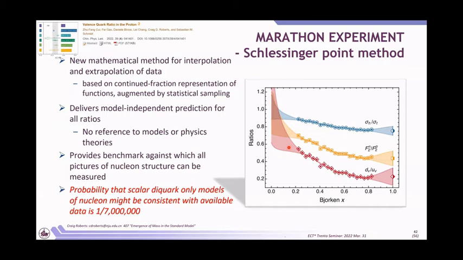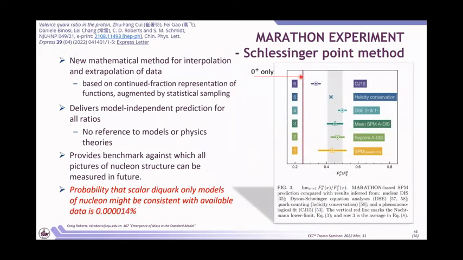And these are the results for the structure function ratio, and turning that into the ratio of D quarks in the proton to U quarks in the proton. And you see the answer for this ratio is 0.25, and that's well above zero. Looking at the uncertainty estimate that we can place on here unambiguously, it means that scalar diquark models are disfavored at the level of 1 in 7 million.